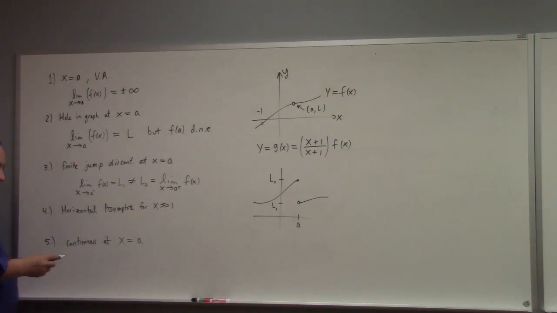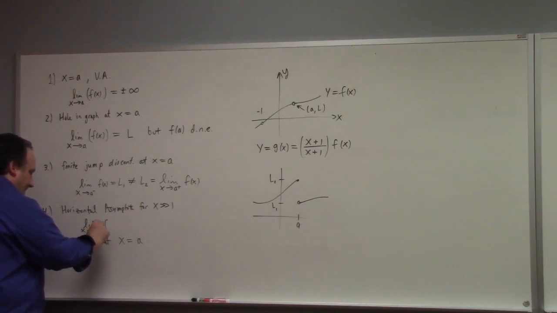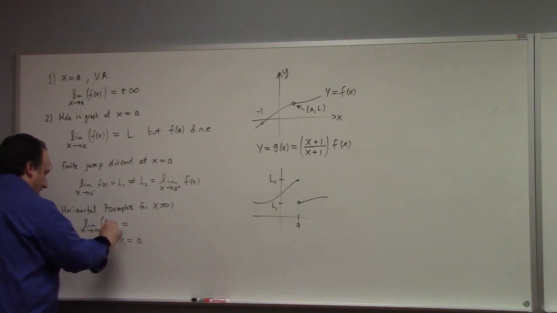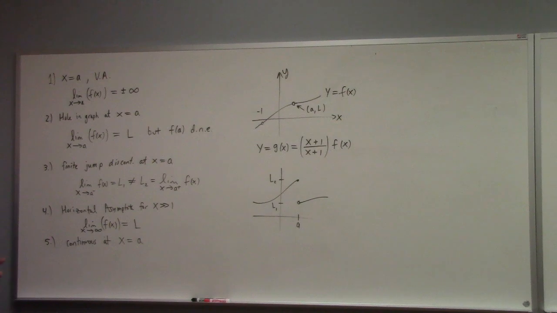How about a horizontal asymptote? That is just the limit as x goes to infinity equal to whatever the asymptote is. Let's say L. That would make y equals L the horizontal asymptote, absolutely.